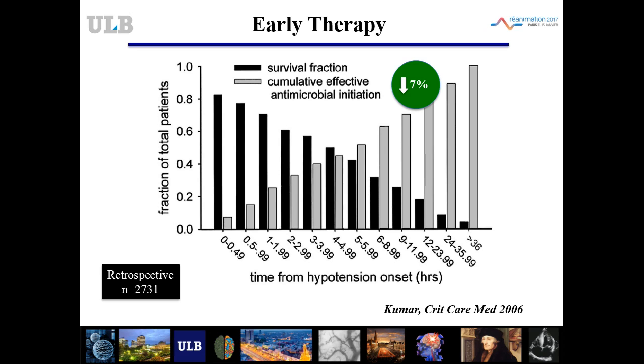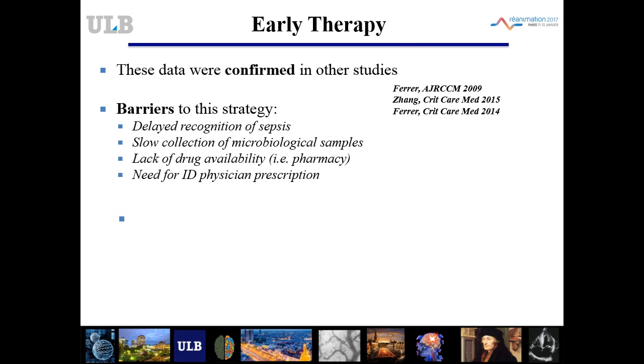So we may criticize this paper because it's retrospective, but I think it underlines the concept of being early for those patients who look more severe, those who have hypotension, and even underlines the concept of delayed administration of therapy as a concern for effectiveness. Now, this data has been confirmed in other studies, but there are barriers to implementing this strategy in your practice.